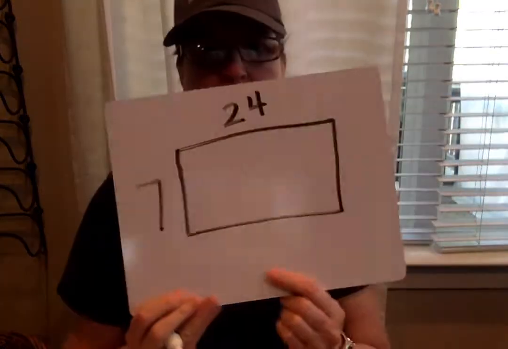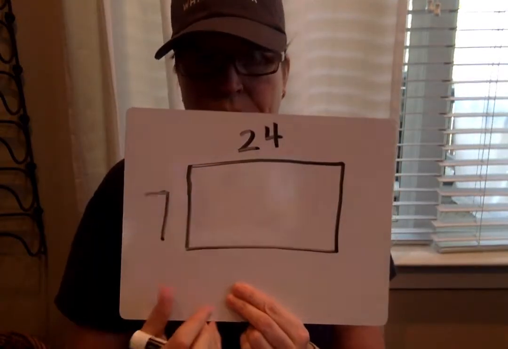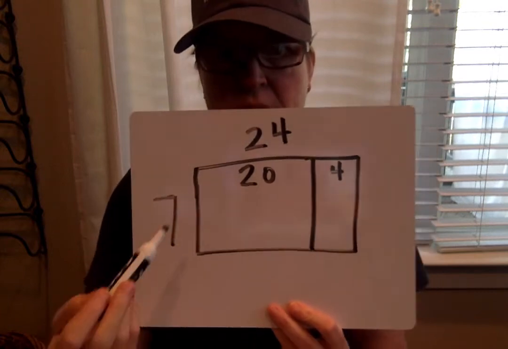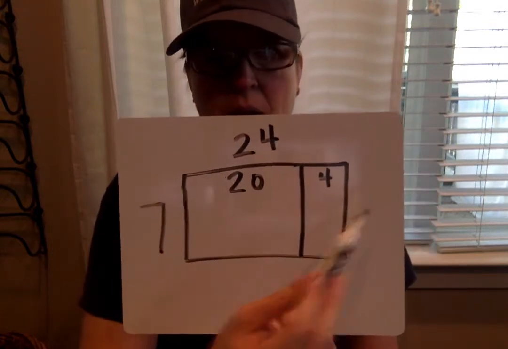Okay, that's what that's going to look like. 7 times 24. All right, and I'm going to break 24 into 20 and 4 because 20 plus 4 is 24. And I can use my basic fact to help me with 7 times 20. All right, are we ready?